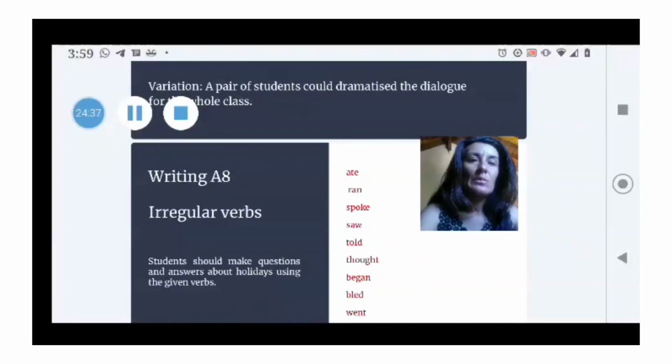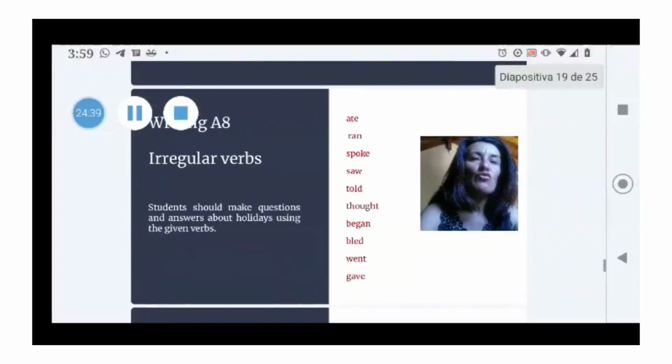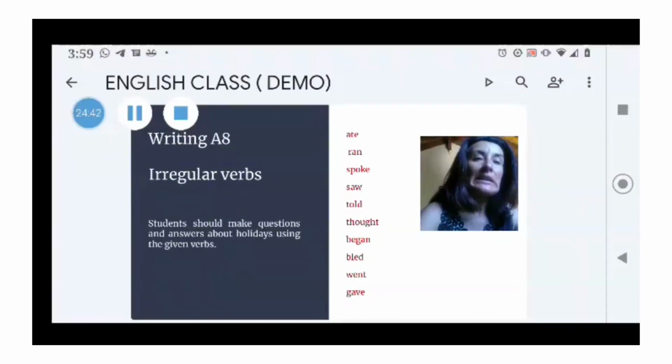After so much speaking, we will go back to writing. And here, students can make questions and answers using the given verbs. As you realize, these verbs are irregulars, and when they make the question, "Did you eat a traditional dish?", they must change the structure of the verb, and this will help them to remember the writing and how every verb is said in the past tense.